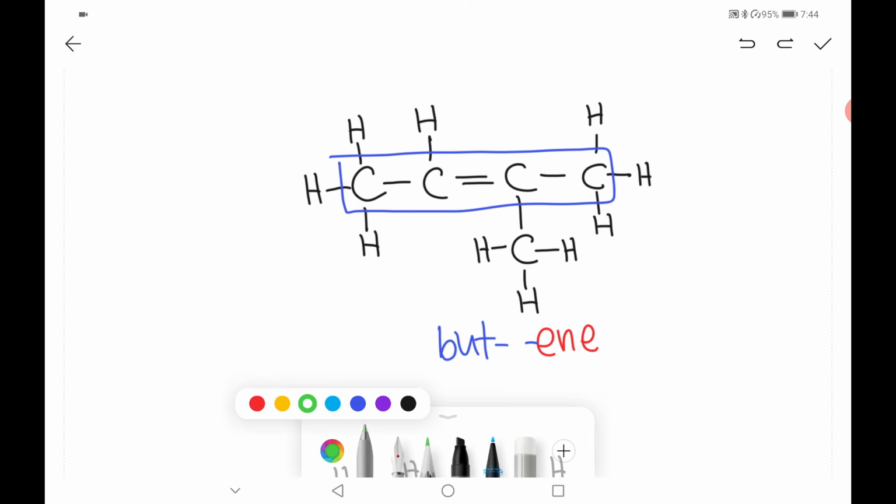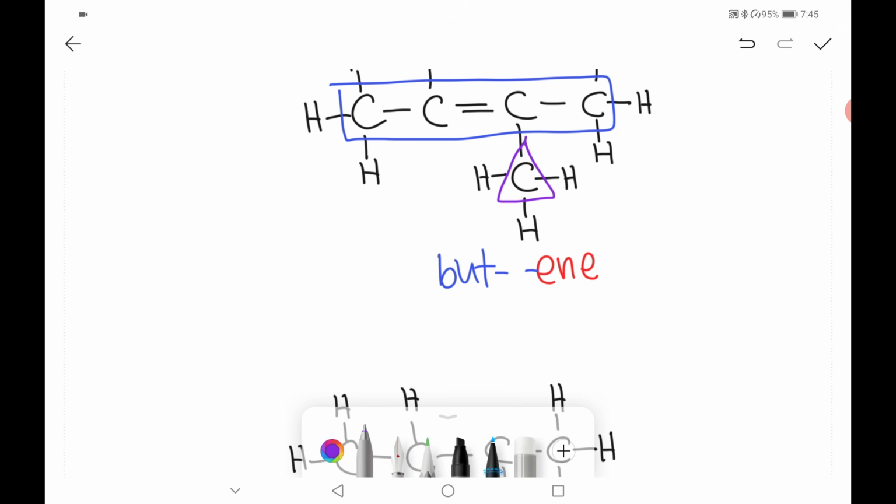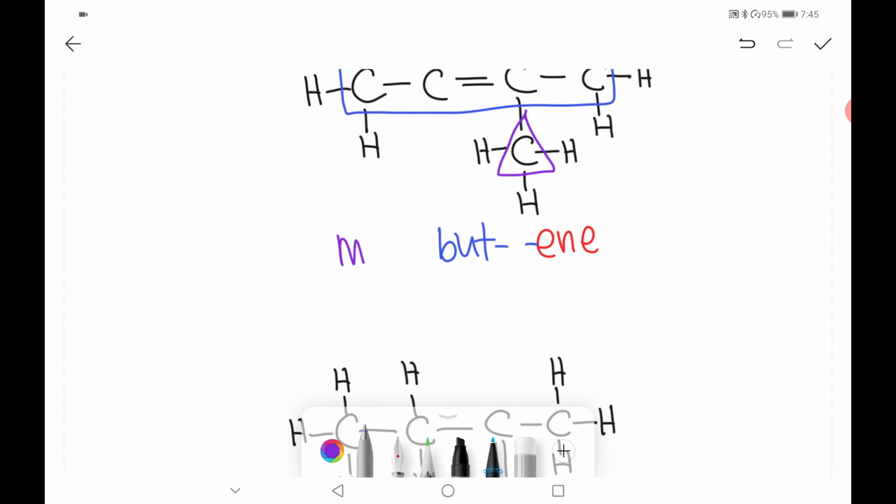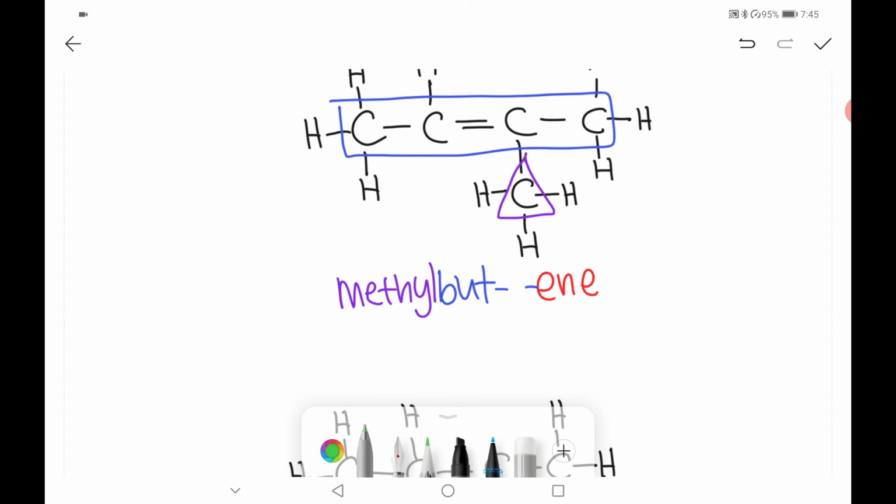So let's find the branch first. We have a carbon that is not inside the backbone, so this carbon is a branch. When we have a 1 carbon branch, 1 carbon is meth. For a carbon branch we add YL, so it is called methyl. Now we already have the name, the name is methyl.